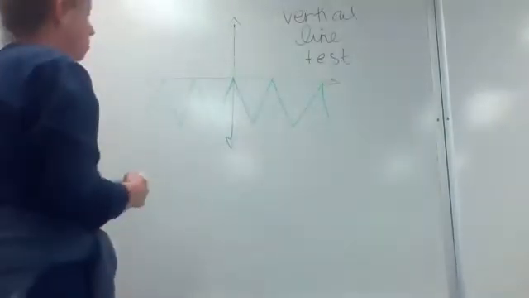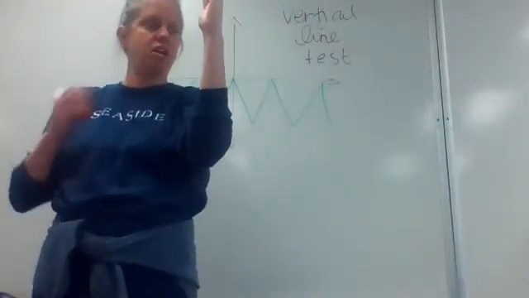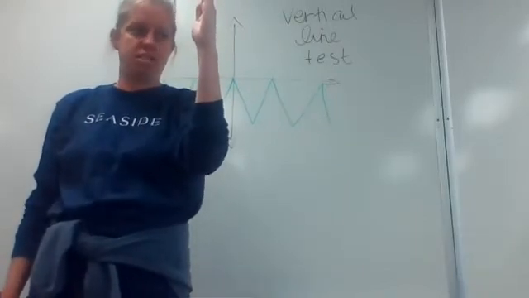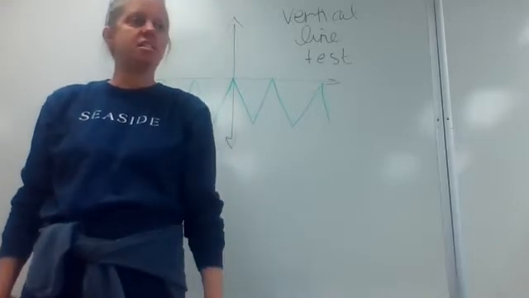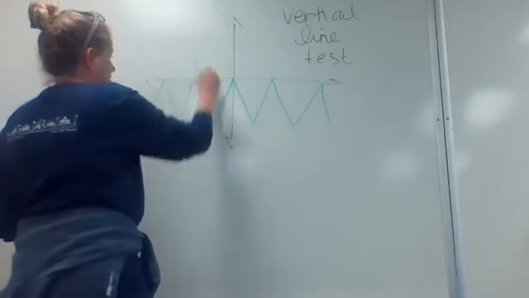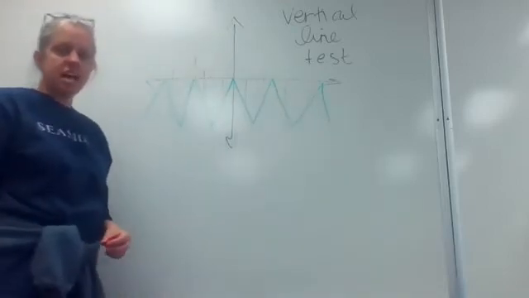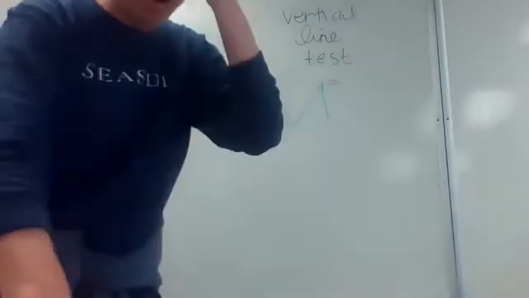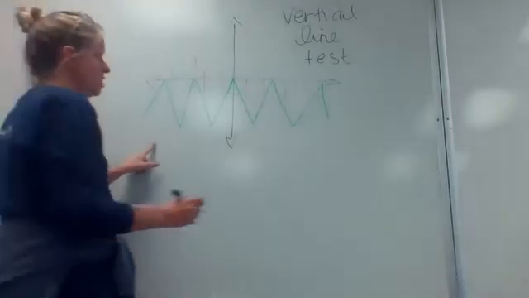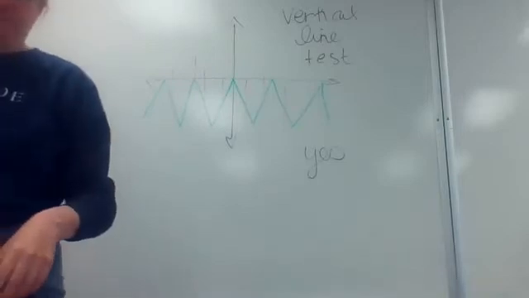Okay, so remember what the vertical line test says: if you draw a vertical line, which is this line right here, and you touch the graph more than once, then it's not a function. But if you can only touch it once with any vertical line, then it is a function. It doesn't matter where I put a vertical line on this graph. I can only touch it once, which means, yes, this is the graph of a function.